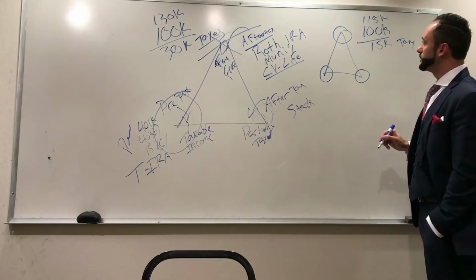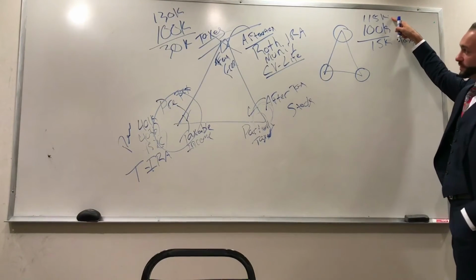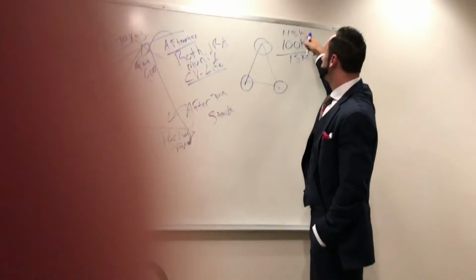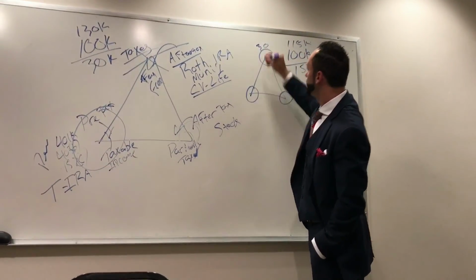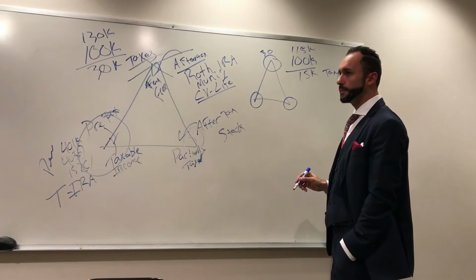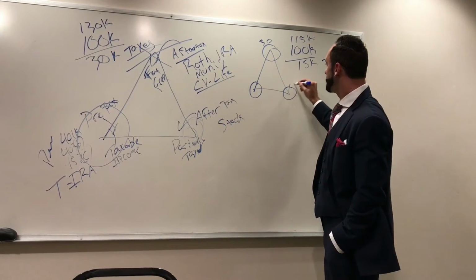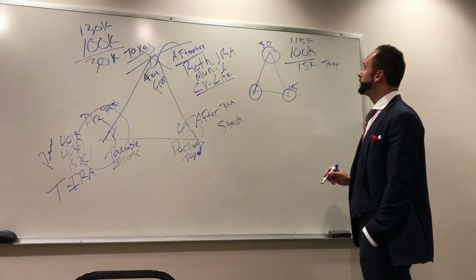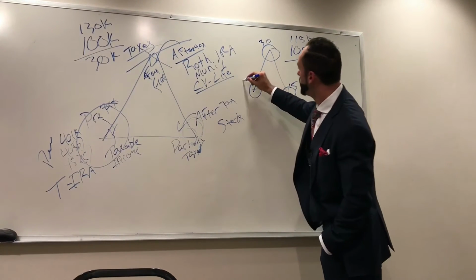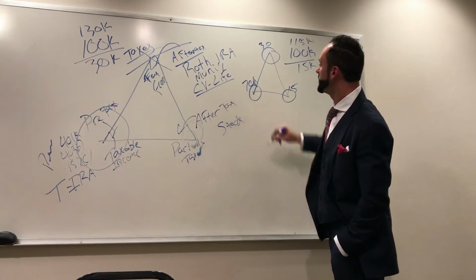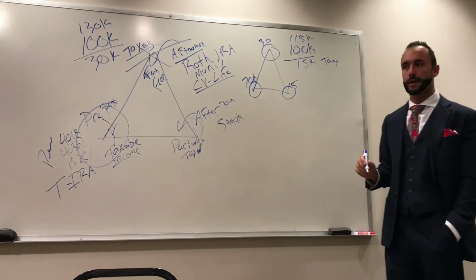How's this work? Well, we're looking at 115,000 that we need to pull out, right? What if we're able to pull 30 from here? What if we're able to pull 15 from here, and now we're able to pull, what would this be, 70? Is that correct? 70K from this area, okay?